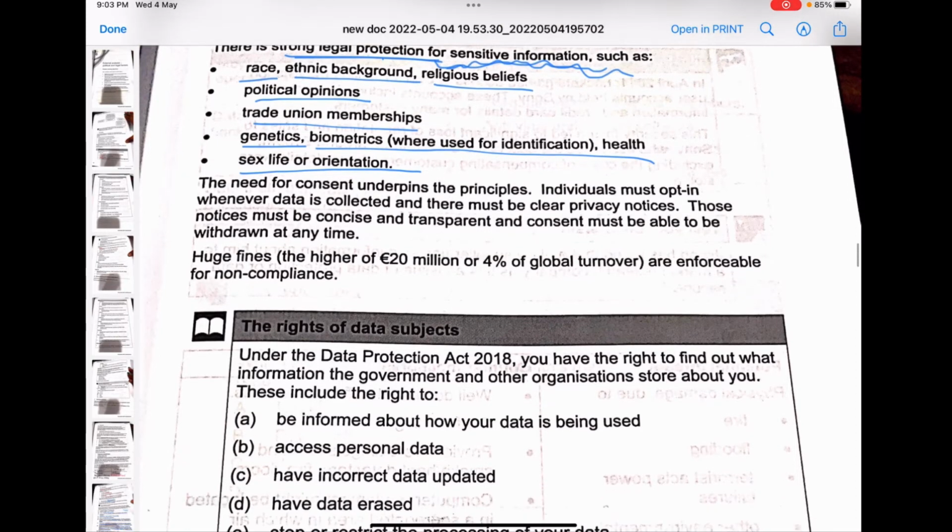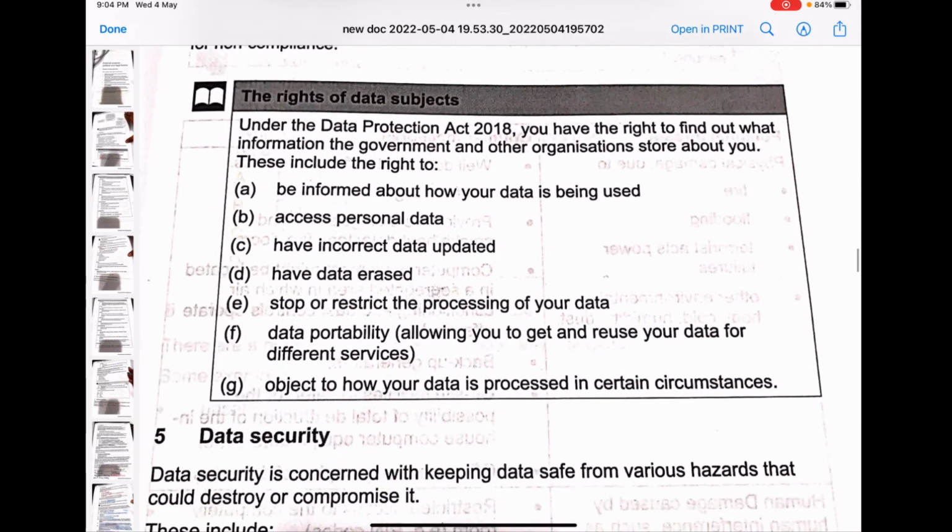The need for consent underpins the principles. Individuals must opt in whenever data is collected, and there must be clear privacy notices. Those notices must be concise and transparent, and consent must be able to be withdrawn at any time. Huge fines higher than Euro 20 million or 4% of global turnover are enforceable for non-compliance.